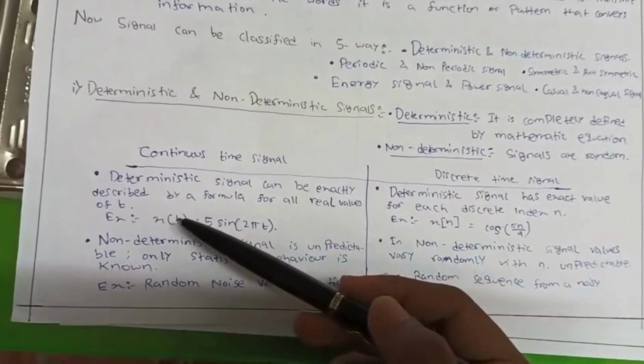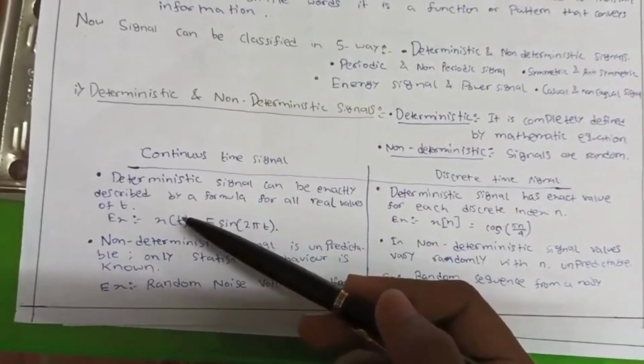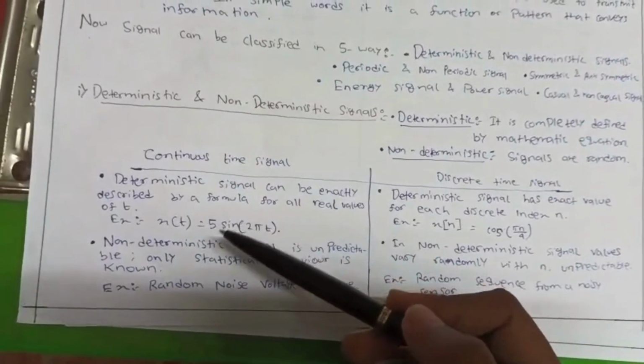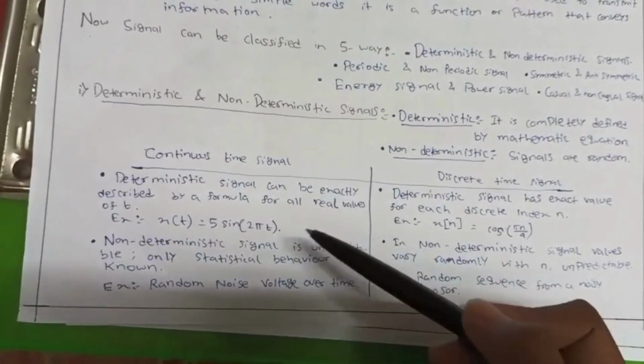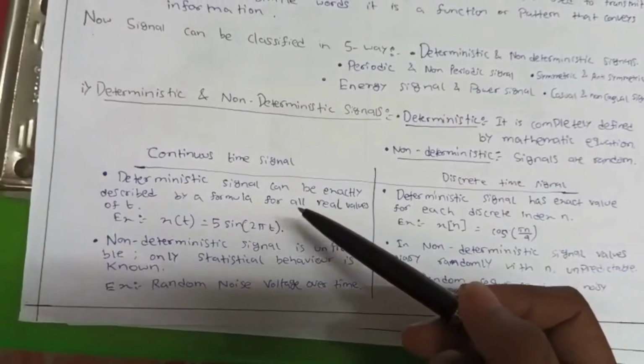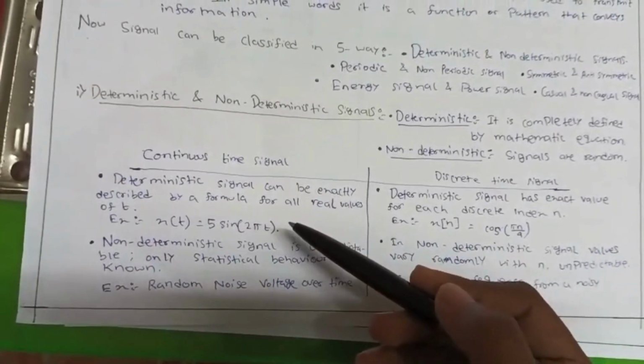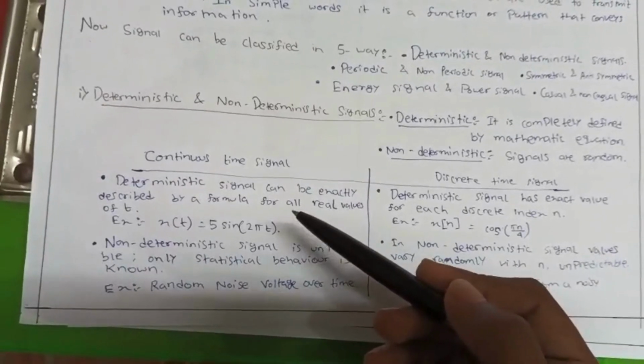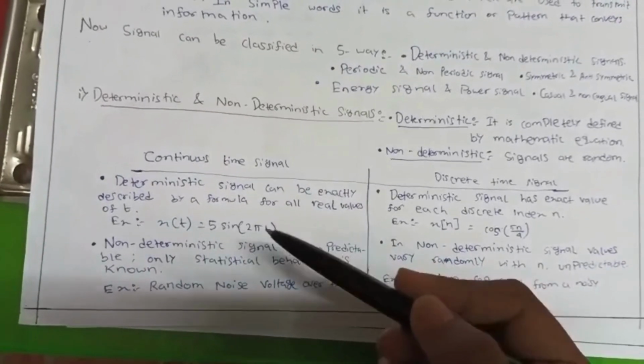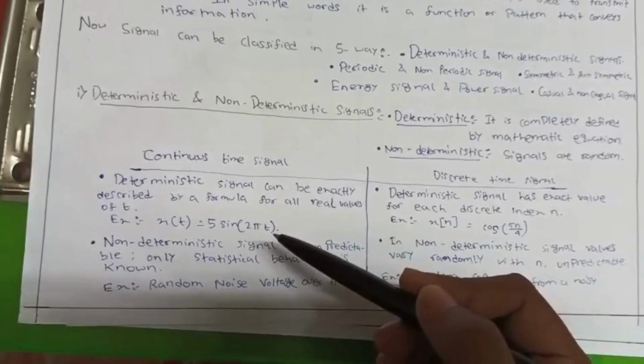We can explain it via an example, that is a function x of t equals 5 sine 2 pi t, which is a continuous deterministic time signal which has a defined mathematical equation and can be exactly described for all values of small t.